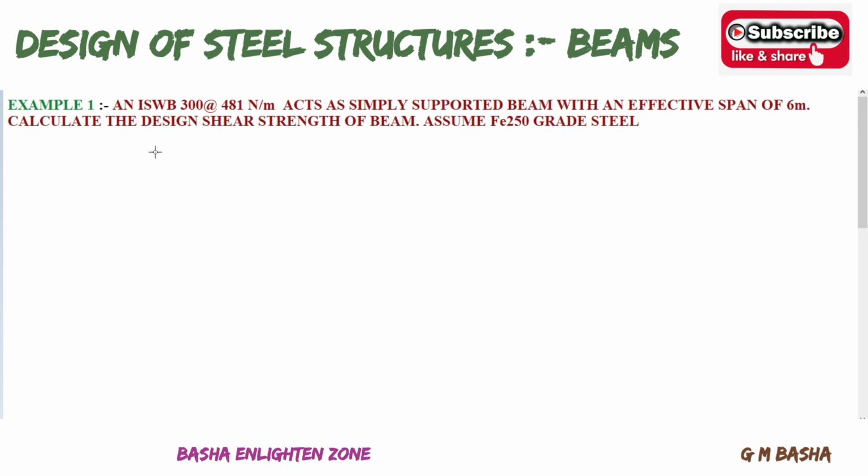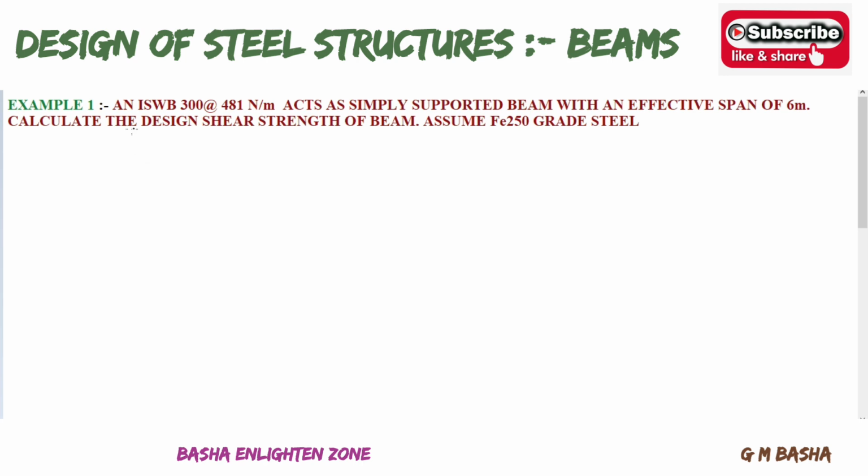See here, an ISWB 300 at 481 Newton per meter acts as a simply supported beam with an effective span of 6 meters. Calculate the design strength of the beam. Assume Fe250 grade steel and also the beam is laterally supported. Laterally supported indicates the compression flange is restrained from buckling, and at the same time we can mention one property, which is ISWB.